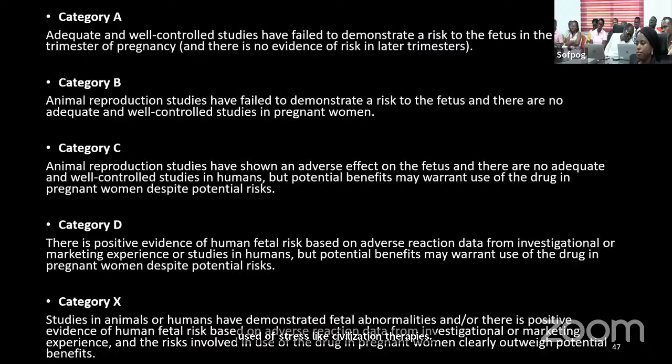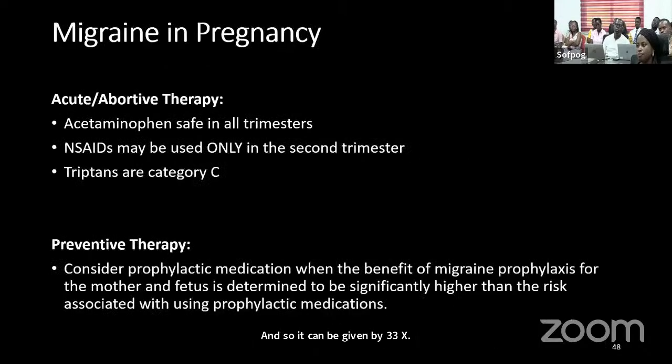etc. Okay. Now category C means that no studies have been done in human fetuses, but the potential benefit may exceed or outweigh the risk. Category D, some studies have been done on the human fetus. Again, the benefits usually may outweigh the risk, and so it can be given. But category X, we don't have any studies. It should be avoided as much as possible.